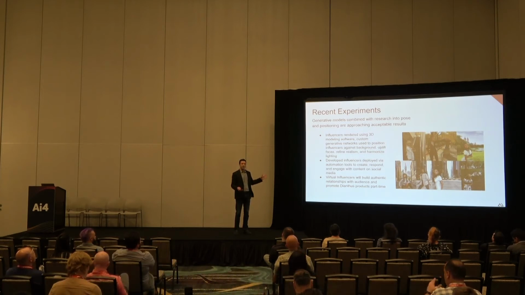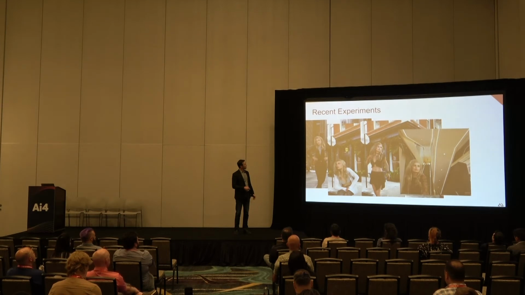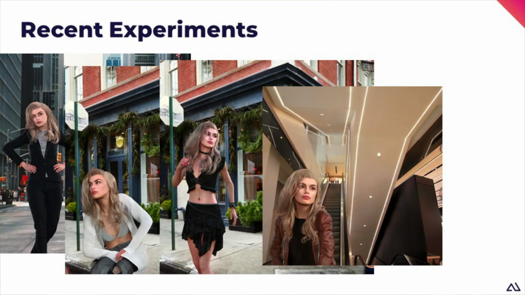Now, we're very early in this, so we have a couple of influencer accounts out there. And I think this slide has some pictures. So this is sort of state of the art of where we are right now. This is Ava, one of our influencers. And you can see her all around New York doing different things. So the technology is getting pretty good. She doesn't quite look human.